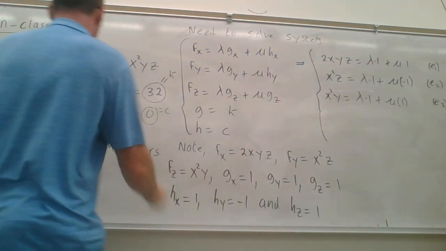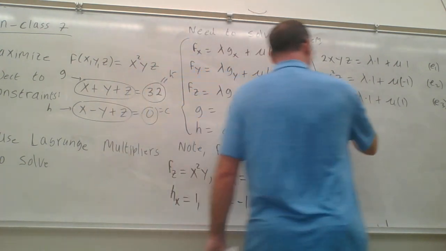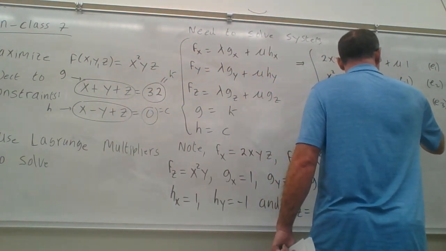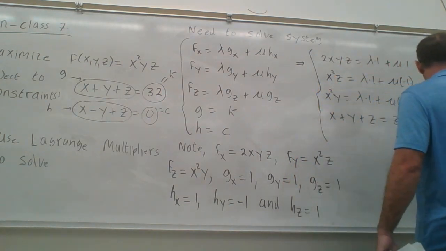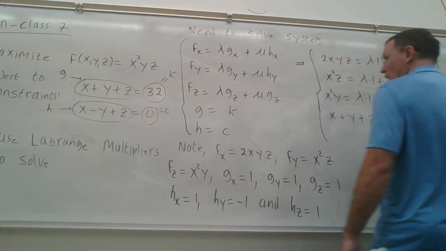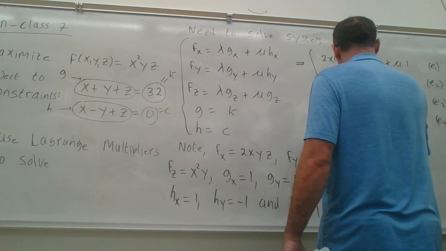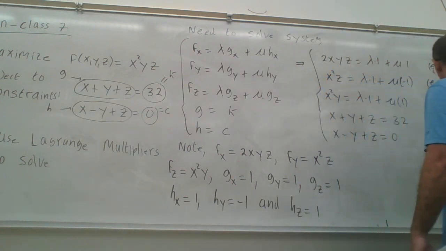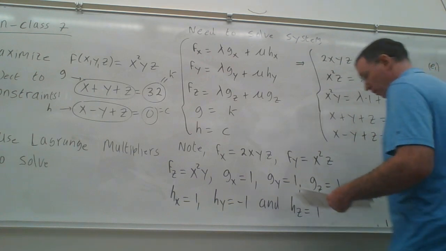Now we have our two constraints. So our constraints were x plus y plus z is 32, call that equation 4, and x minus y plus z equals 0, call that equation 5.